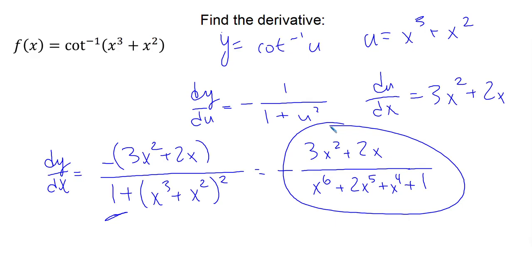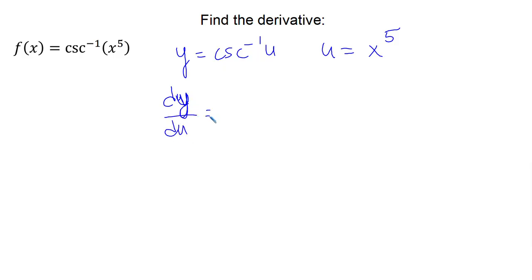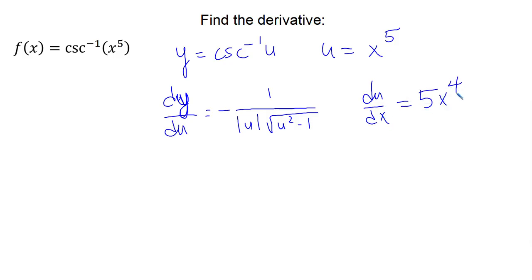So halfway there through this assignment. Let's look at number 6, the inverse cosecant of x to the 5th. So this is y equals the inverse cosecant of u, where u is equal to x to the 5th power. So again, this is going to be dy du is equal to, since it's the co-function of secant, just the opposite of the rule for secant. So negative absolute value u times root u squared minus 1. And our du dx, just with the power rule, will be 5x to the 4th.